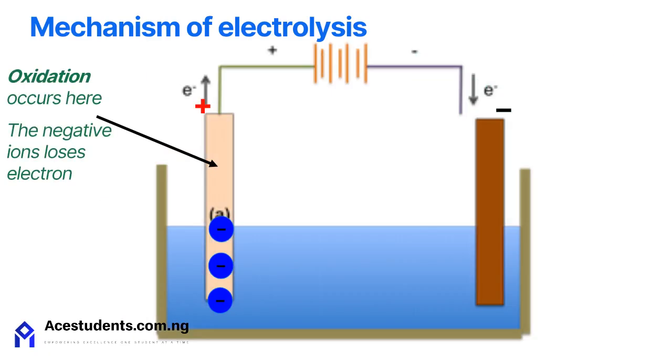At the electrodes, chemical reactions take place. At the anode, which is the positive electrode, negative ions arrive. These ions lose electrons, and this process is called oxidation.